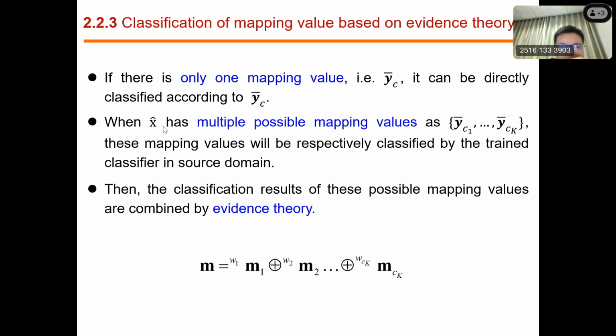If the object has multiple mapping values, in such a case, each mapping value will be classified respectively by the trained classifier, because we cannot be sure which mapping value is confident, which one is better, which one is not very good. So we just classify using each mapping value. Then the classification results will be combined by the evidence theory. Of course, there is some weighting, and the weights will depend on the mapping value.